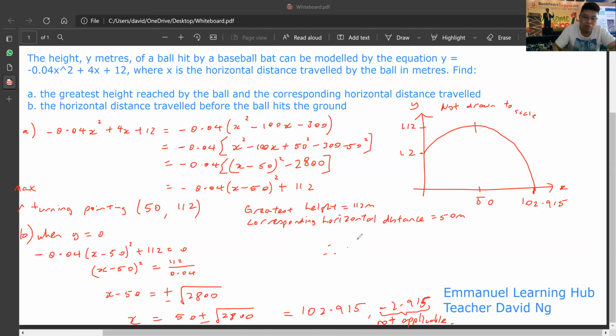So therefore, the ball will travel 102.9 meters horizontally before it hits the ground.